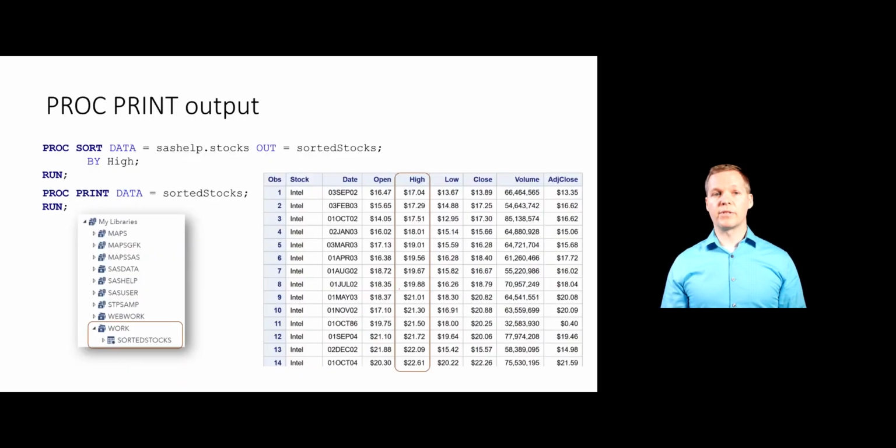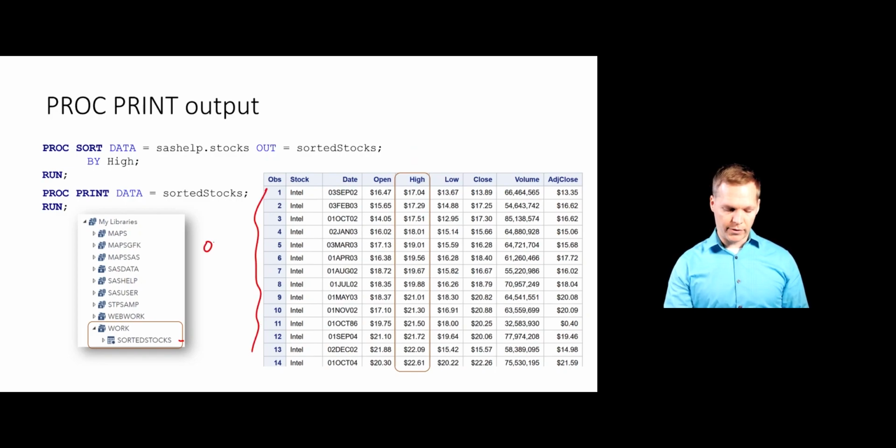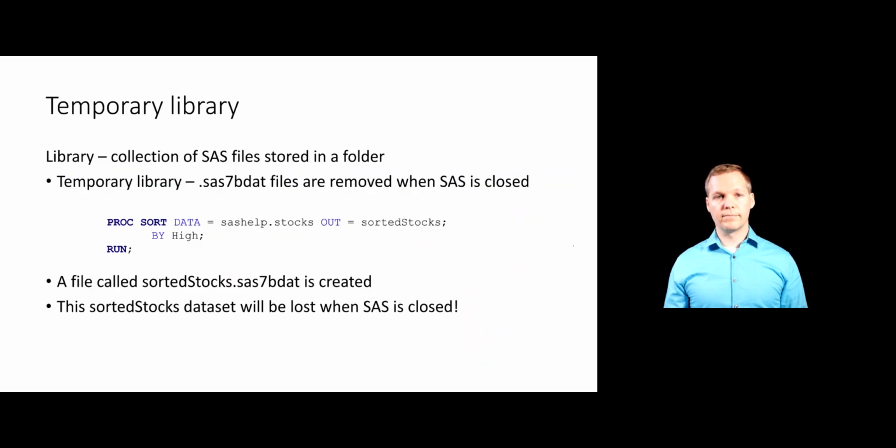If we run both of those two steps and then look at your libraries panel over on your left, you will now see a data set sorted stocks down in your work library. And then if you go look at the actual data, you can see that these observations are reordered. And so you can see that they are sorted by the high variable here. Okay, so again, what's going on behind the scenes here is we are creating a new SAS sorted stocks.sas7bdat file. So we're creating a new SAS data set that's being put into the work library. And since it's going in the work library, when we close down SAS, we're going to lose that data set.